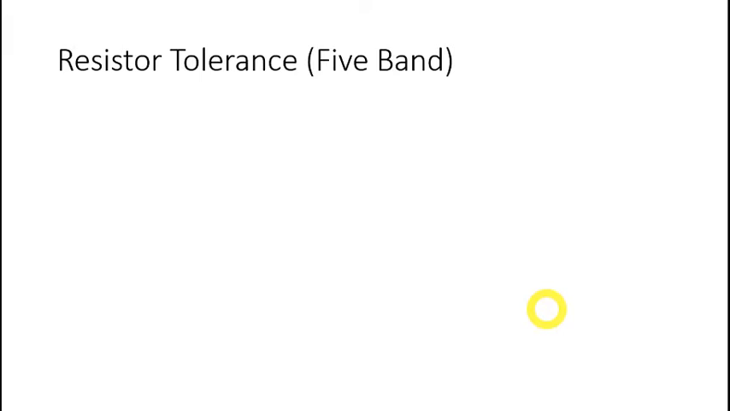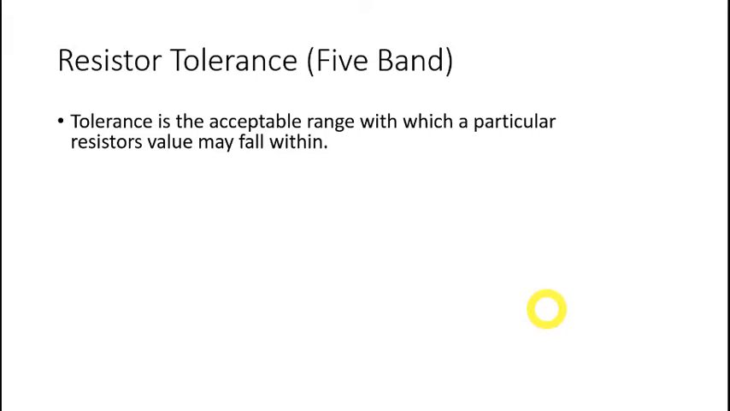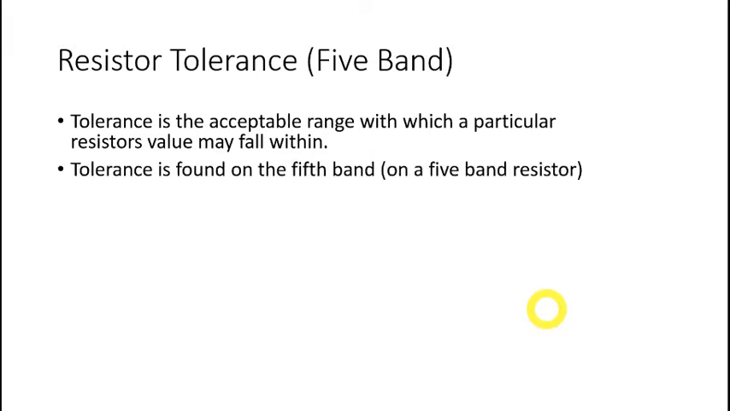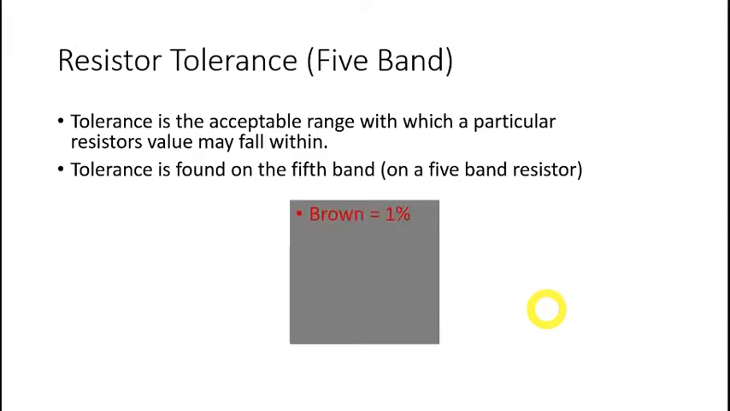So in this case, the tolerance is the 5th band. We're going to apply that. This tolerance is the acceptable range for this particular resistor to fall in, and it is the 5th band on the 5-band resistor. And in this case, we have some more colors added in because it is a precision resistor. So brown is going to mean 1% tolerance, much, much tighter tolerance than we had in a 4-band system. Red would equal 2%. And then what we had in the 4-band system, gold would be 5%, silver would be 10%.